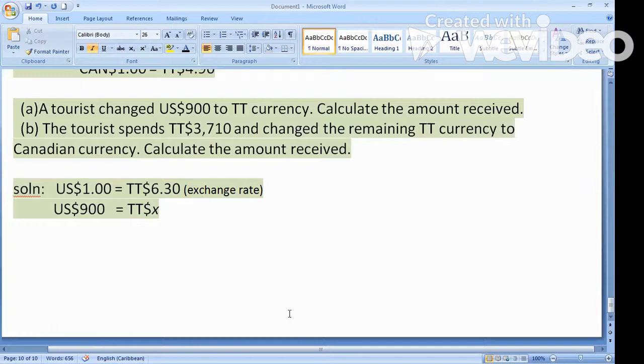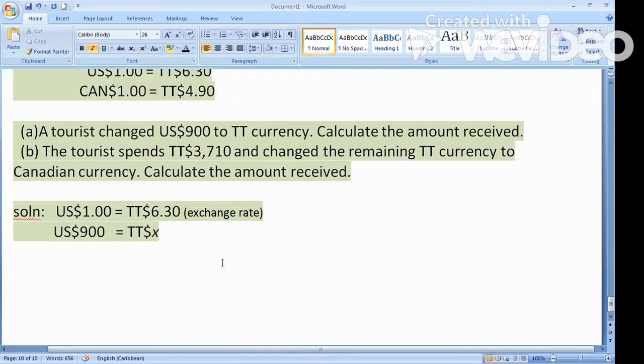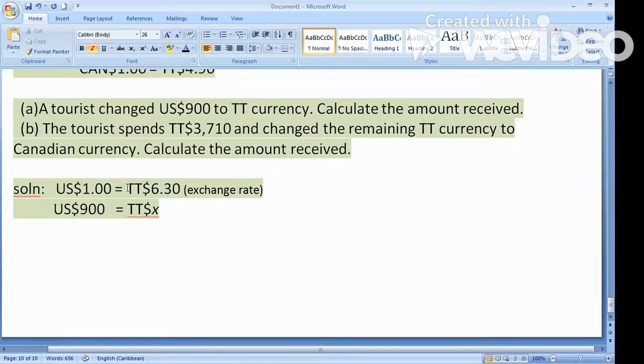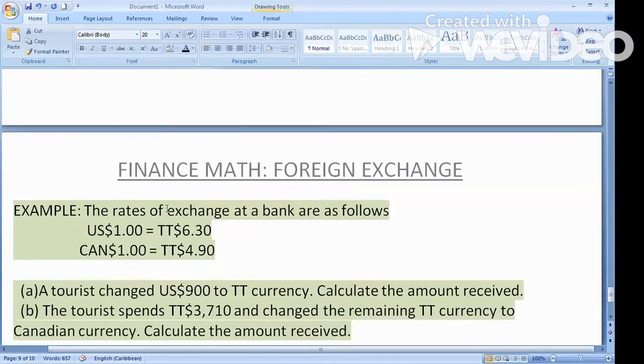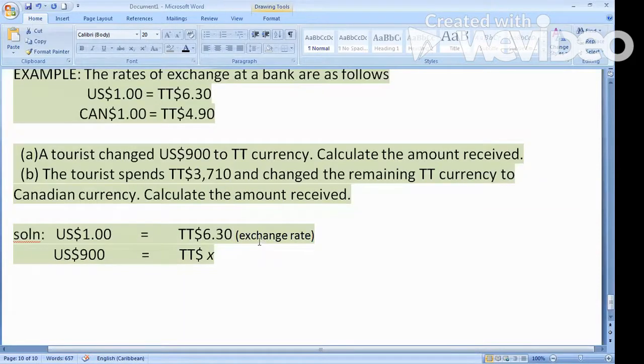All right. And the next step is that we're going to cross multiply. All right. So let me give you some space. I'm spacing it up because when I draw the arrows, they look too cluttered. So what is that? This one.